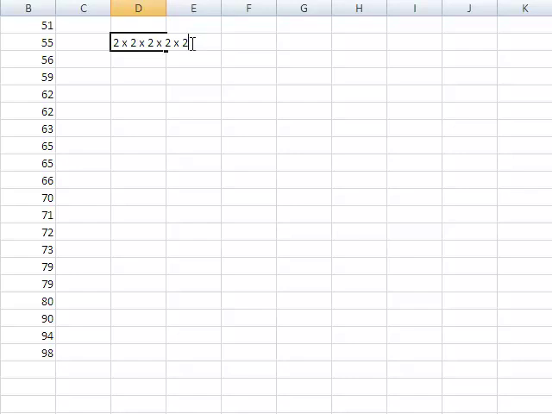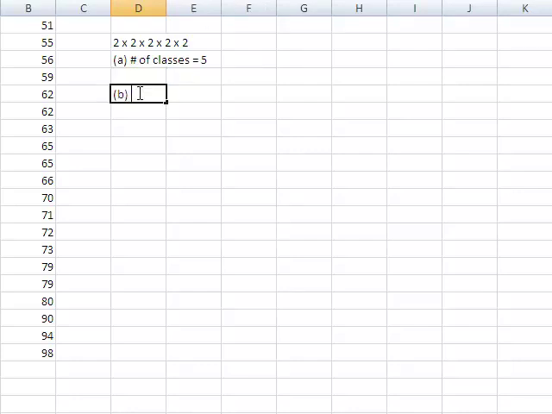Now I'm just going to go back and count. I have 1, 2, 3, 4, 5 twos, or 2 to the fifth power. So for A, the number of classes is equal to 5. If I had had more data points, I would have kept multiplying 2 by itself until the answer of 2 times 2 times 2 times 2 times 2 gave me a number that was larger than the total number of data points. All right, now it wants to know B.